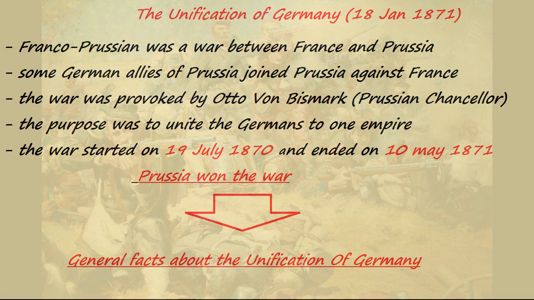Like I said, you have to be selective. Some German allies of Prussia joined Prussia in order to help win the war against France. This war was provoked by Otto von Bismarck, the Prussian chancellor. His purpose was to unite Germany, or the Germans, into one empire. The war started on 19th July 1870 and ended on 10th May 1871. Prussia, by the way, won the war. This is a general background of the unification of Germany, between whom and why. Now we are going to go into details.